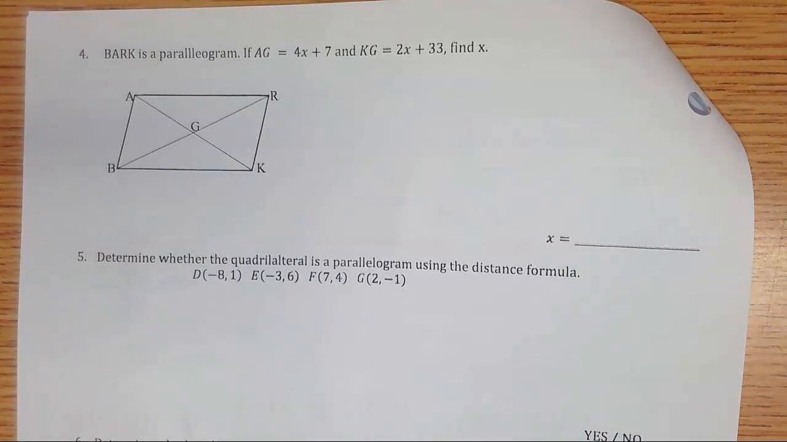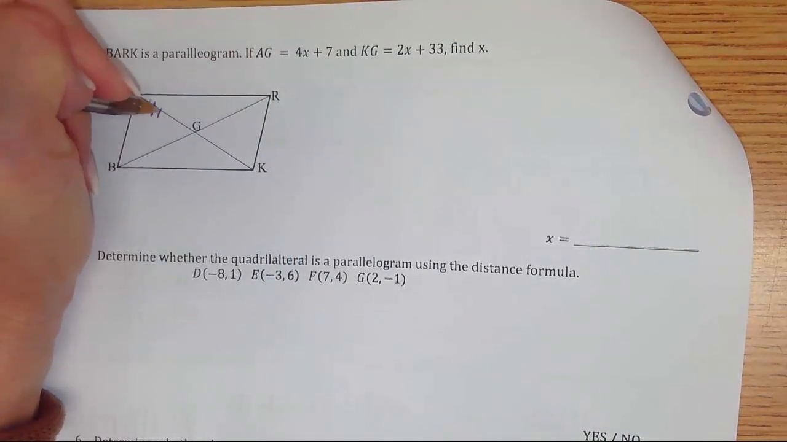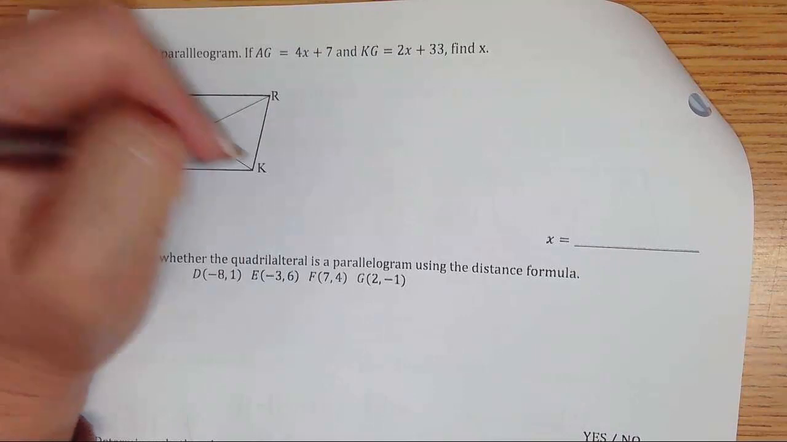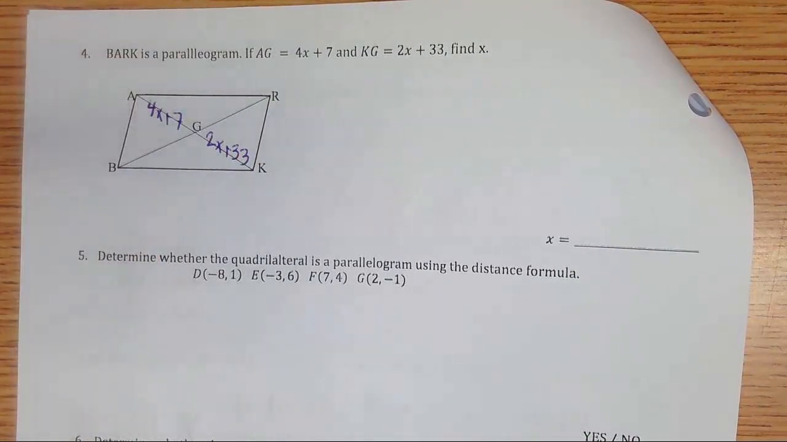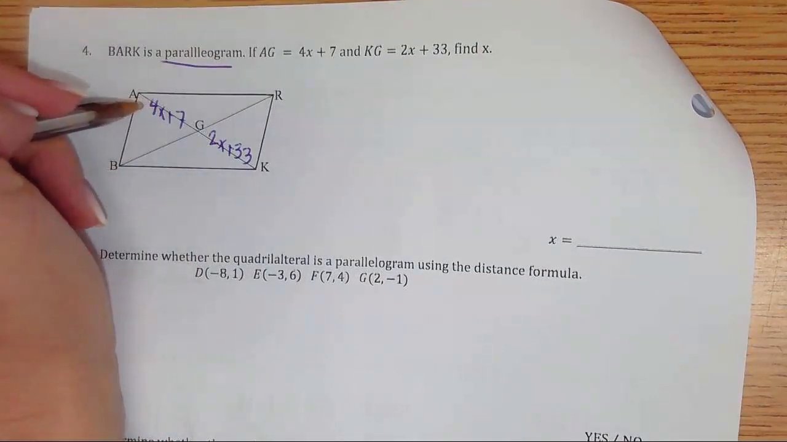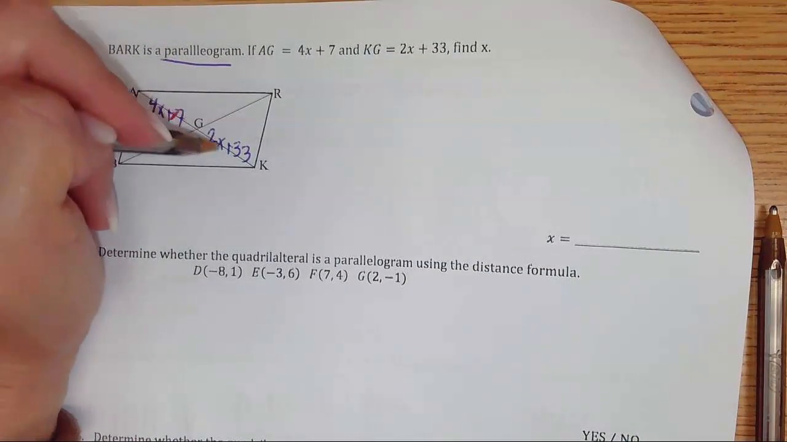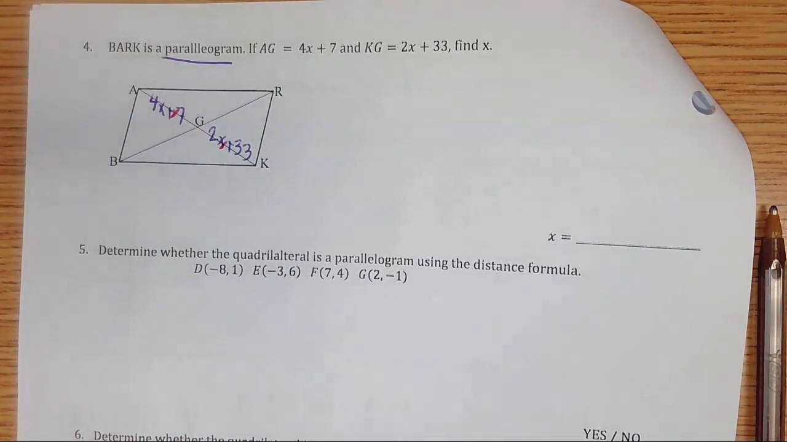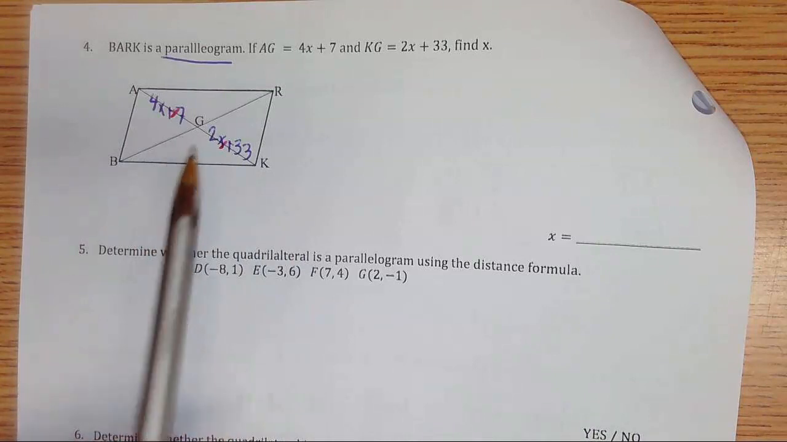Okay. Well, ARC is a parallelogram. If AG equals 4x plus 7, so 4x plus 7, and KG equals 2x plus 33, find x. Well, in a parallelogram the diagonals bisect each other. So you technically know that this segment and this segment are congruent, right? Those are things you would want to know on your flashcard, that you get to use.